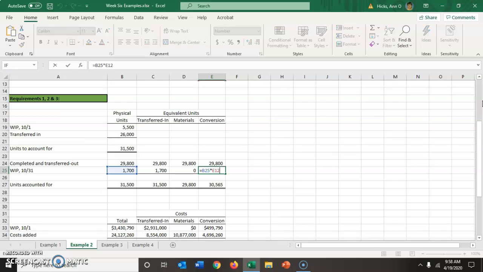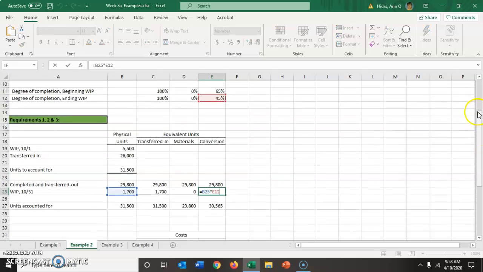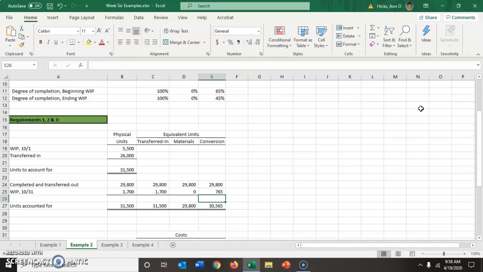And then conversion costs, we have 765, and that is the 45% completion times the 1,700 units. Then we will just add those together. Our transferred in, we have 31,500 equivalent units, 29,800 for materials, and then 30,565 for conversion costs.